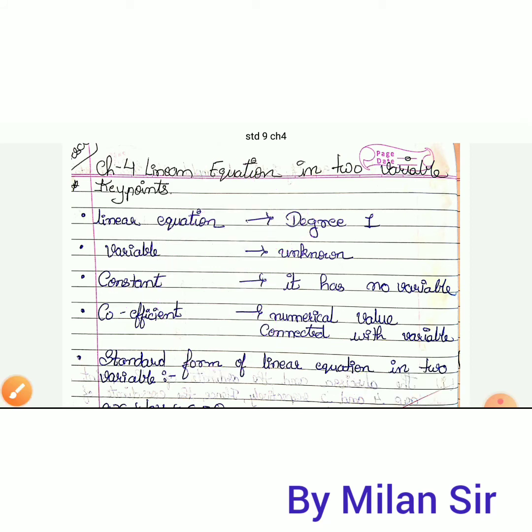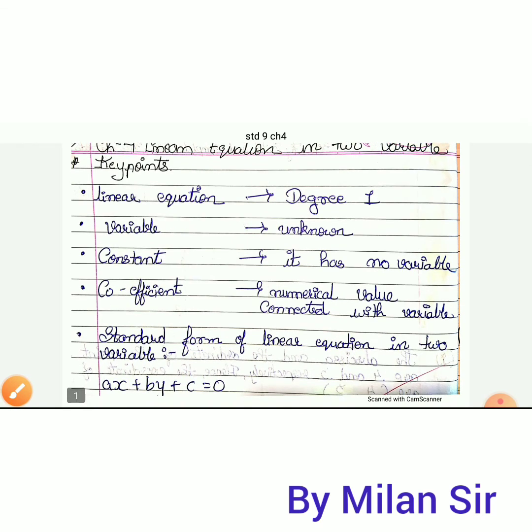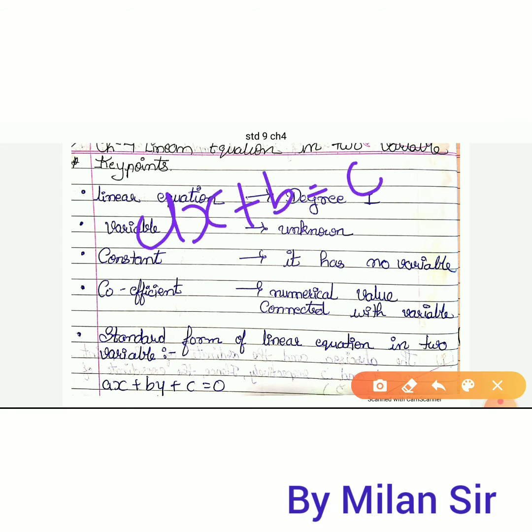Then, the standard form of a linear equation in two variables. If we talk about a linear equation in one variable, then our standard form is ax plus b equals 0, with one variable x, coefficient a and constant term b. This is the standard form of a linear equation in one variable.